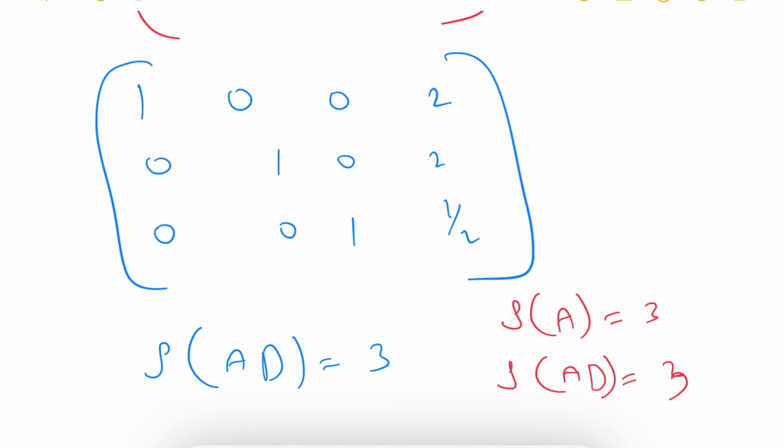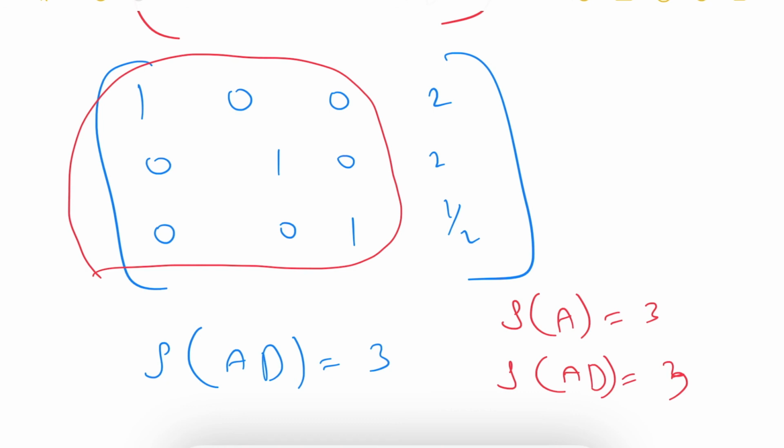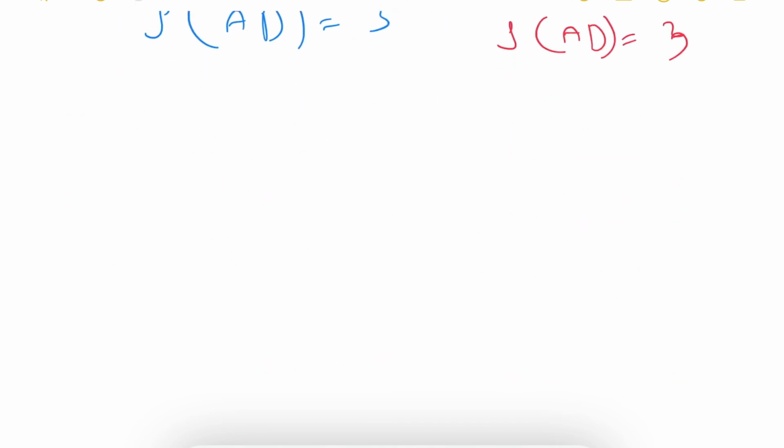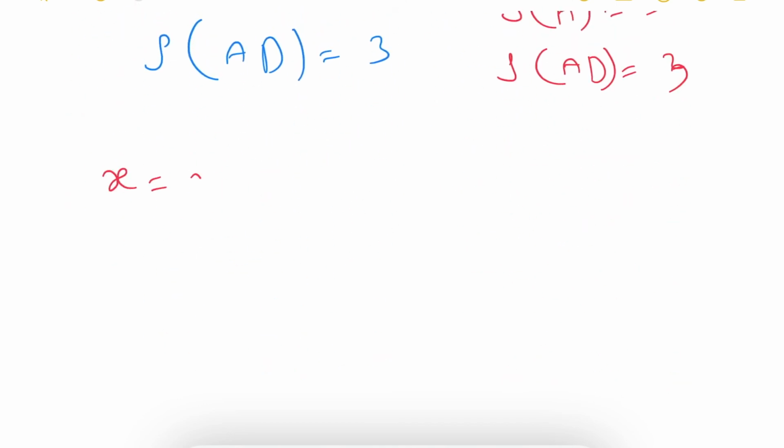Now what is that solution? After simplifying, here we got the unit matrix. So if we got the unit matrix, the remaining will become the values x, y, z: x is 2, y is also 2 and z is equal to half. This is the answer.